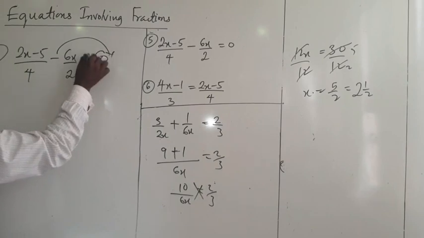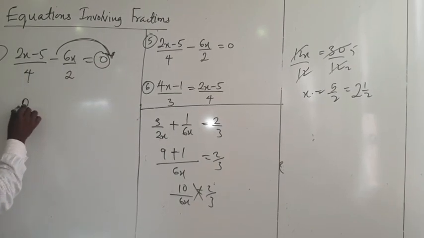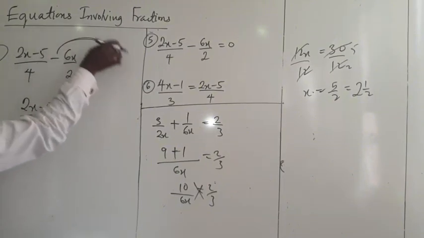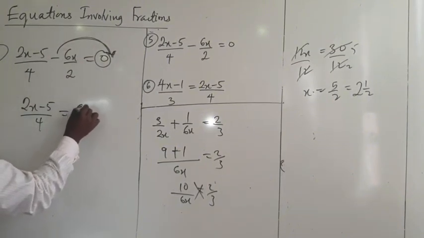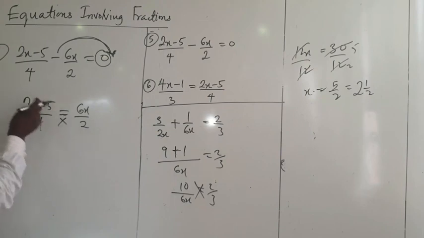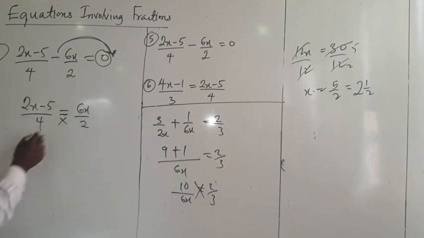Since what you have here is 0, you can take this to the other side, which will make it 2x minus 5 divided by 4 equals, it becomes plus, 6x all over 2. Is that clear? So from here you can cross multiply. This multiply by this, multiply by this. So that means we're going to have 4 times 6x. This will give us 24x.